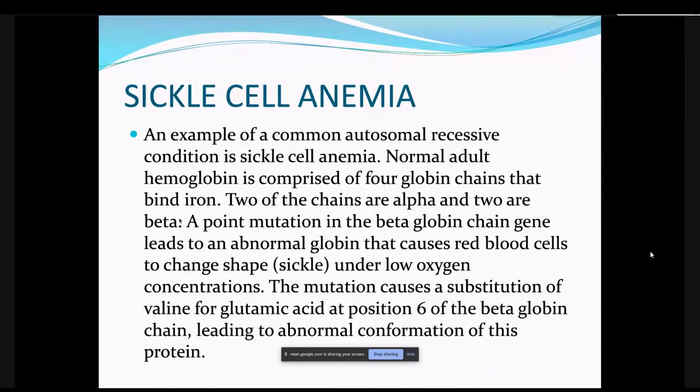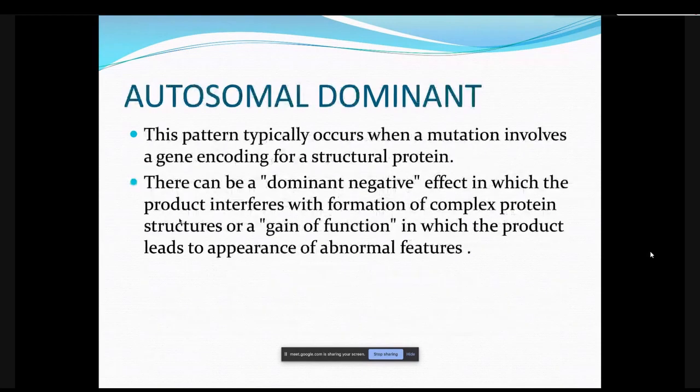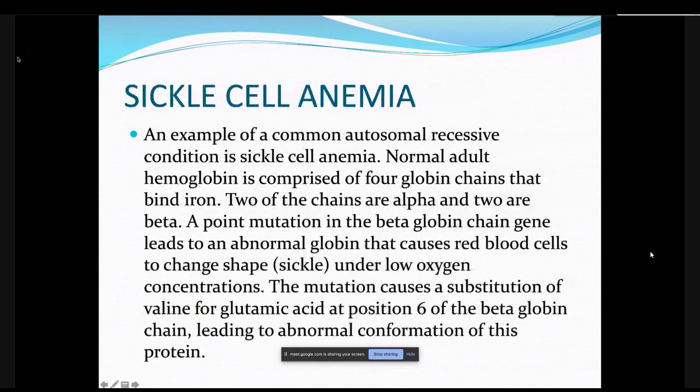The mutation is a point mutation whereby there's a substitution of valine for glutamic acid at position 6 of the beta globin chain, leading to abnormal conformation of this protein. And in this, as you know, both the female and the male have to have mutations for you to get this condition. If it's only one part of that allele which is affected, then they get what is referred to as a trait.